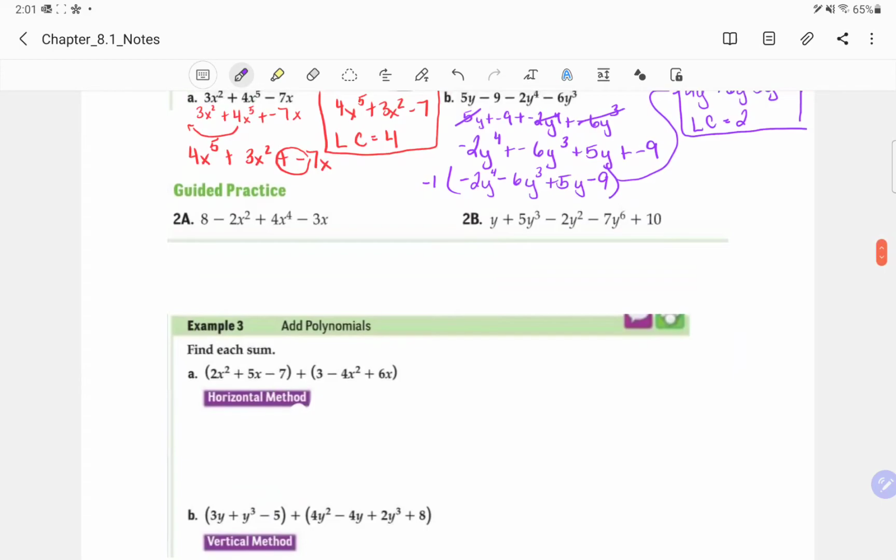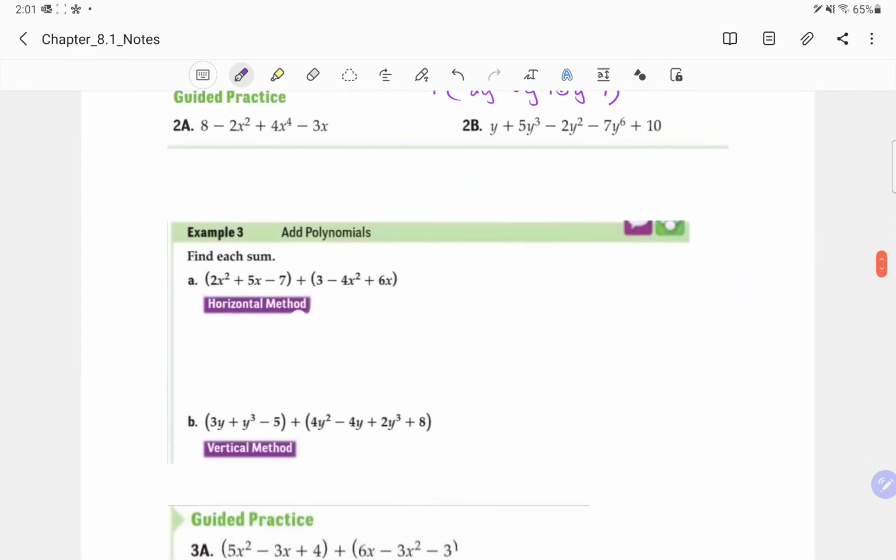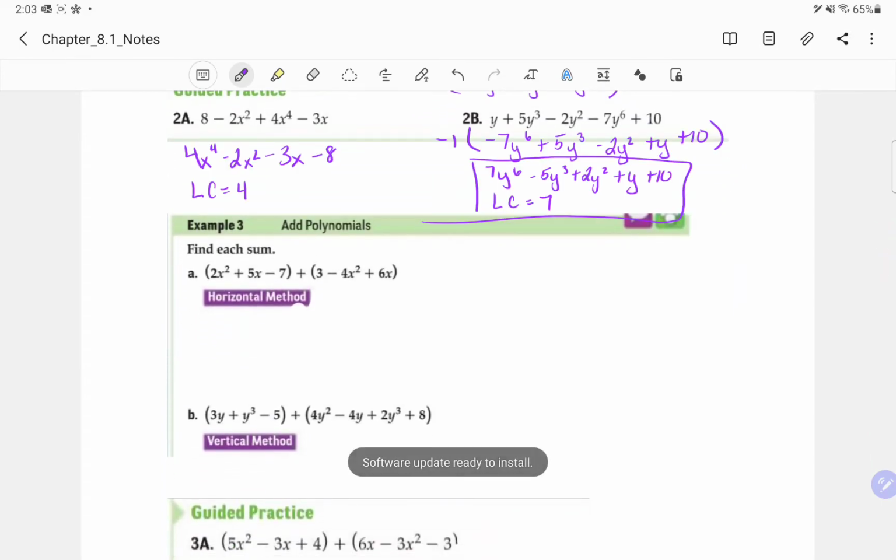All right. Try 2a and 2b. For 2a, you should have gotten 4x needed to come out front, and then negative 2x squared came next, and then a negative 3x, and then it was a positive 8. Made a little mistake there, so it should be plus 8 on the end. My leading coefficient was 4.